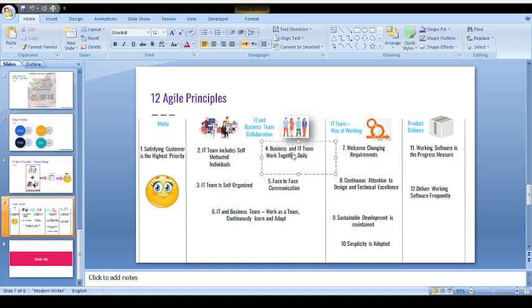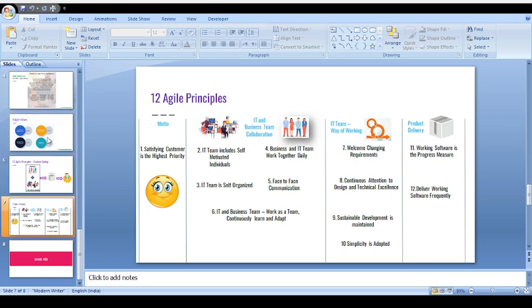And as I was saying, the business team and IT team work together daily by connecting through the daily stand-up meetings or daily scrum meetings that happen in the team, and there will only be face-to-face communication on a daily basis. So the IT team and business team work together on a daily basis, having face-to-face communication. And another important principle is that both the IT team and business team work as a team and continuously learn and adapt.